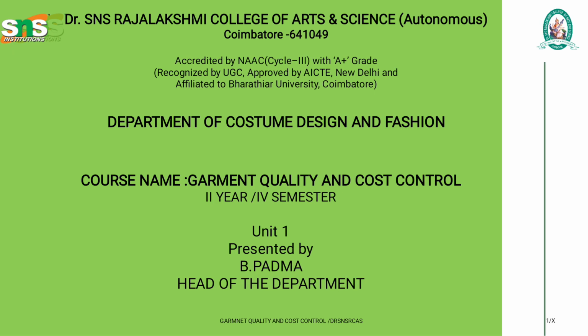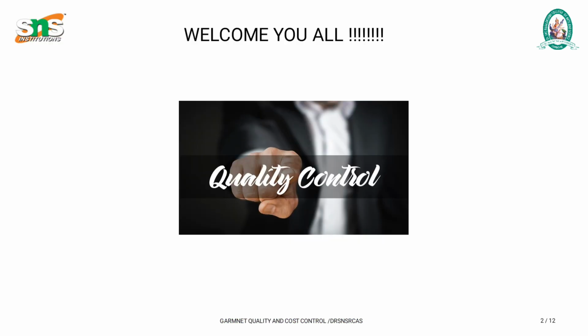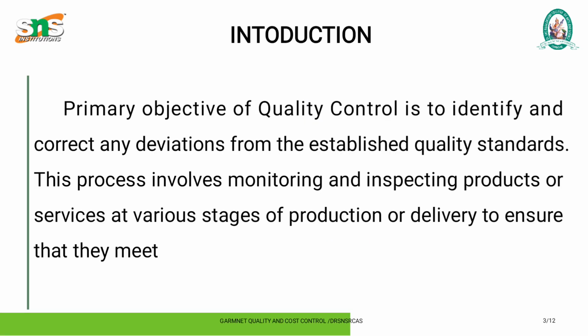We'll see about quality and cost control. How are we going to define quality control? Quality control is maintaining the product within the given standards. The objective of quality control is to identify and correct any deviations from the established quality standards.